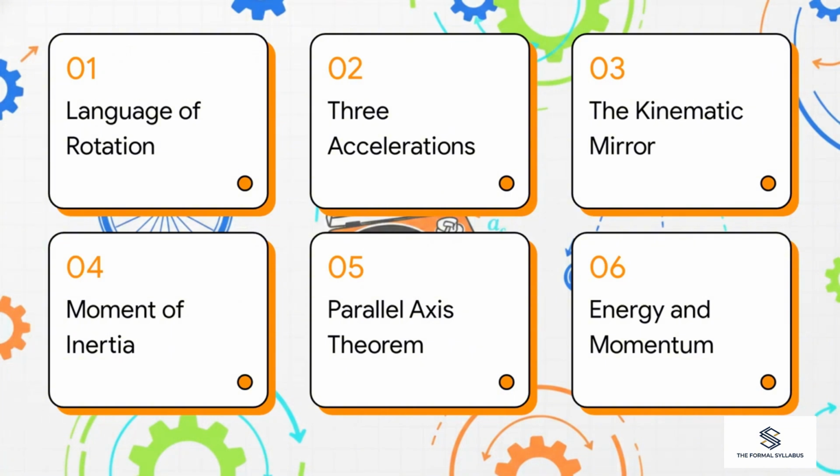First, the language of rotation. Second, 3 types of acceleration. Third, the kinematic mirror. Fourth, moment of inertia. Fifth, the parallel axis theorem. And finally, energy and momentum. We're going to build these concepts up logically, step by step, so no one gets lost in the math.